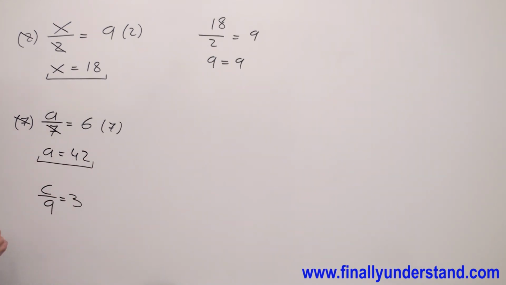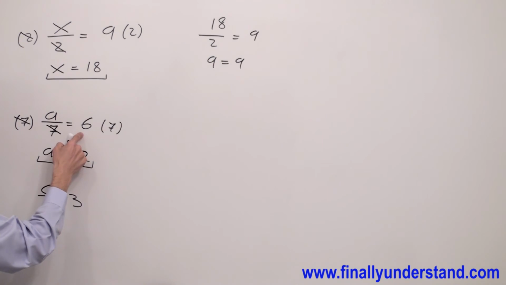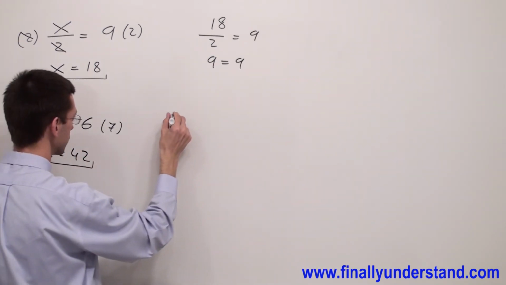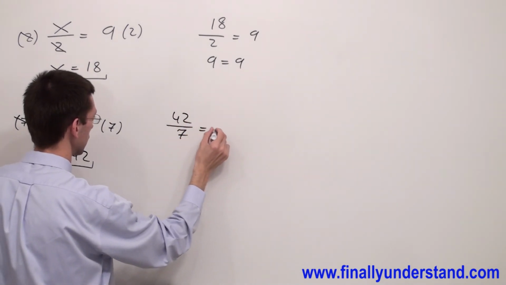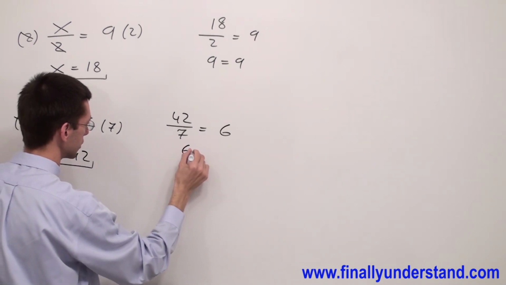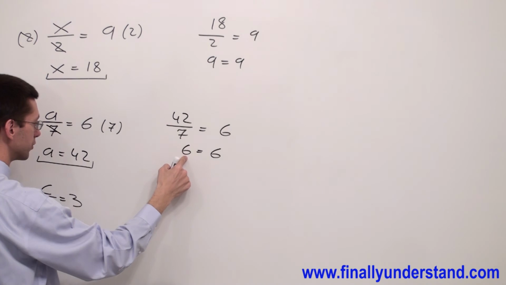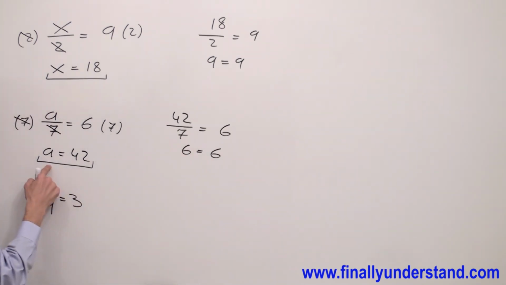Let's check if this is the correct answer. The original problem says a divided by 7 is equal to 6. Instead of a, I have to write 42. So I'm going to have 42 divided by 7 equals 6. 42 divided by 7 is 6. 6 equals 6. Left side of the equation is equal to the right side of the equation. That's why this is the correct answer to my problem.